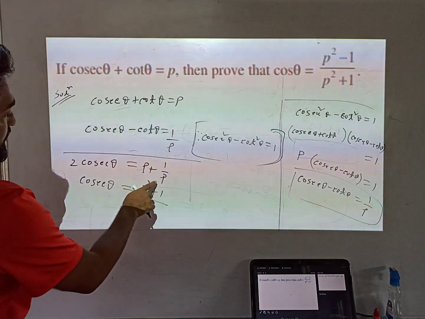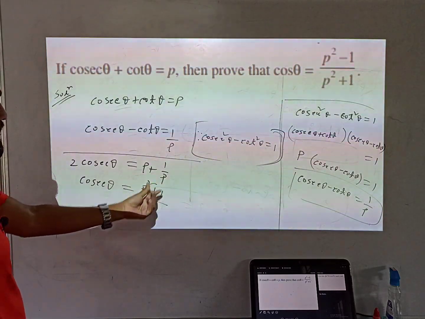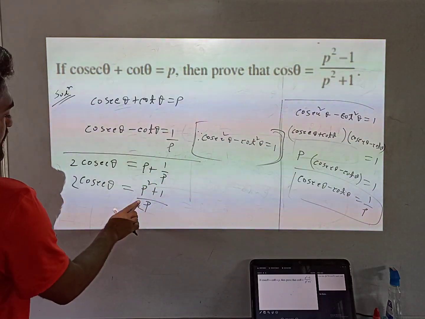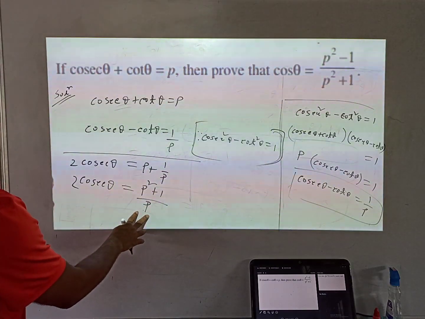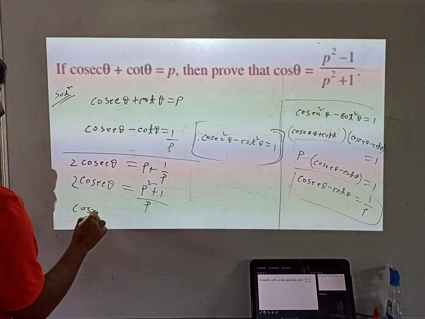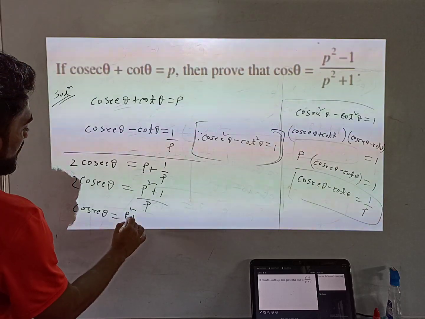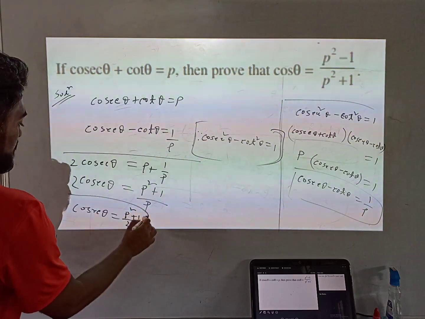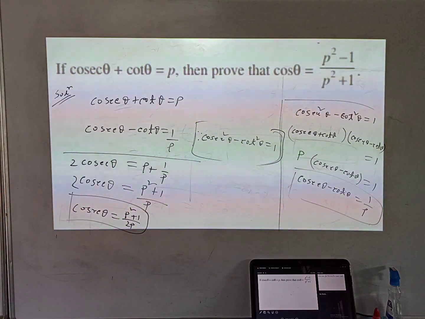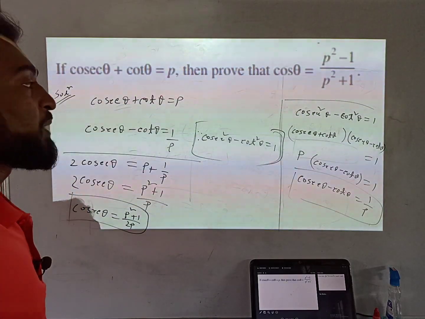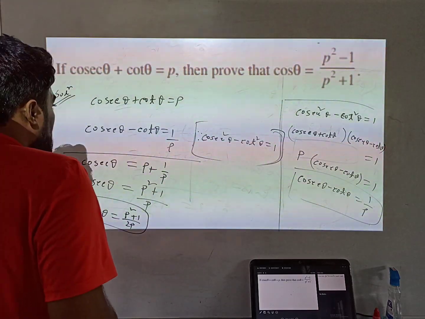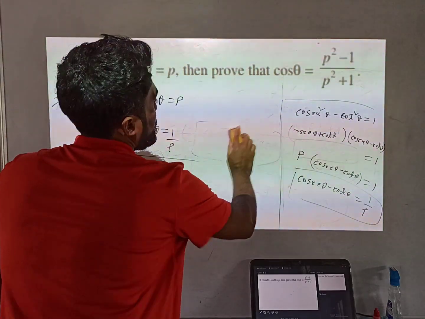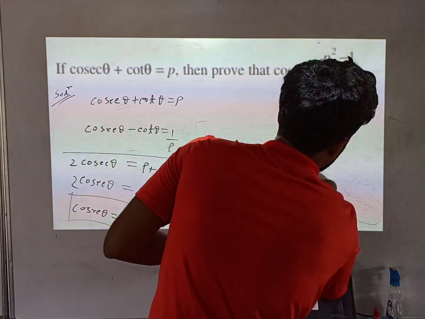So p into 1, that is p into, so I take LCM. So LCM is p, then p into p square plus 1 divided by p. After that, cosec theta equals p square plus 1 by 2p. Got it? All of you got it? Cosec theta, that is p square plus 1 by 2p. So now cosec equals this, but I need to prove that cos equals that.